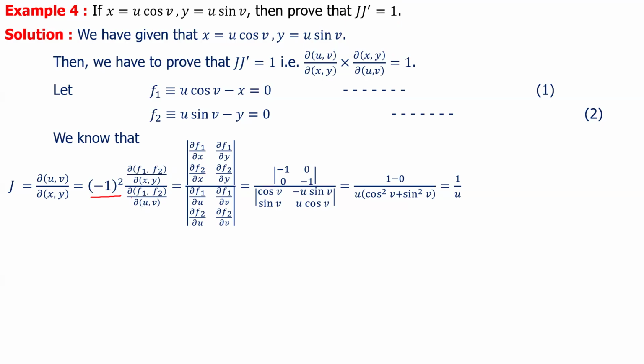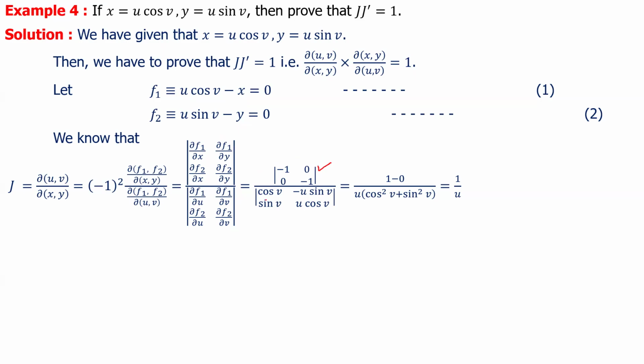Similarly, the Jacobian of f1 f2 with respect to uv is the determinant of del f1 del u, del f1 del v, del f2 del u, and del f2 del v. Now, what is del f1 del x? The partial derivative of minus x is minus 1. Del f1 del y is free from y, so its value is 0. Del f2 del x is free from x, so it is 0. Del f2 del y, derivative of minus y, is minus 1. So this is the Jacobian, or we can say the determinant, of the first part.